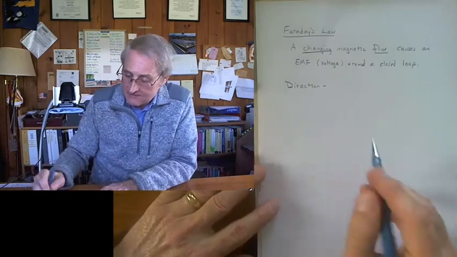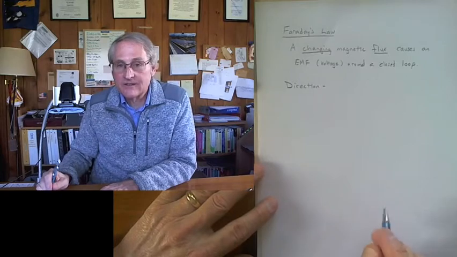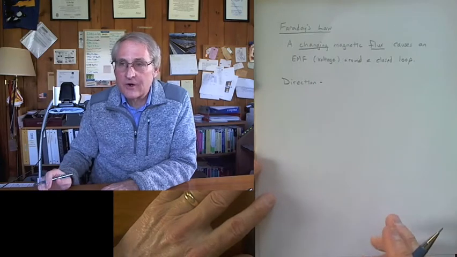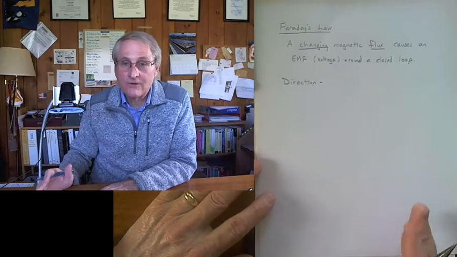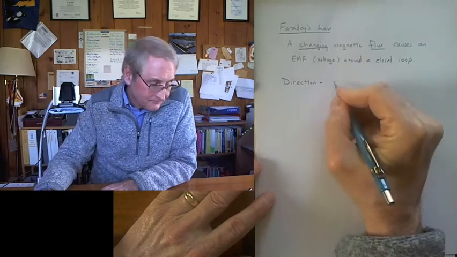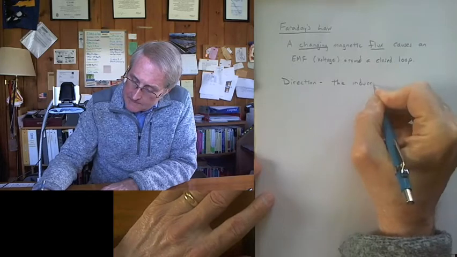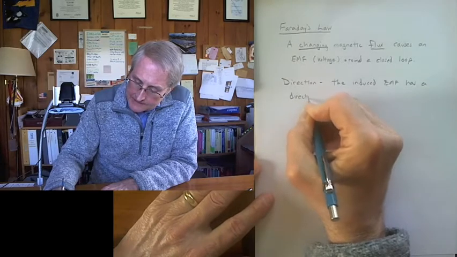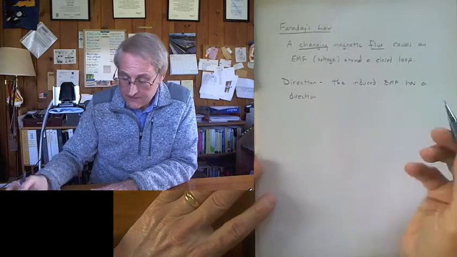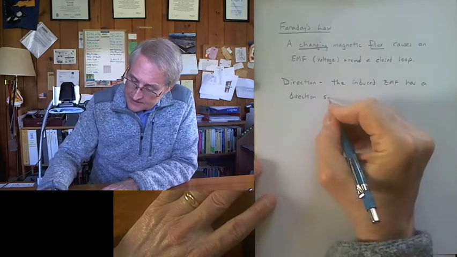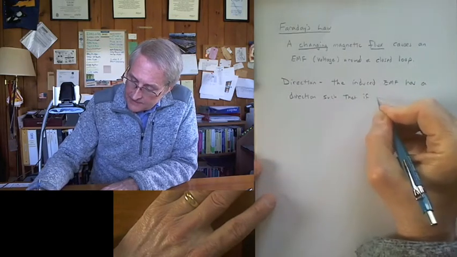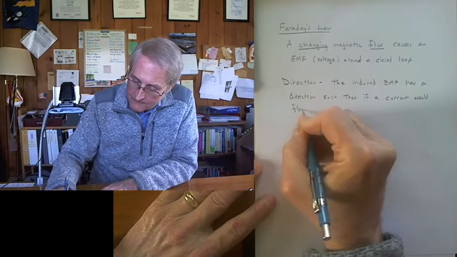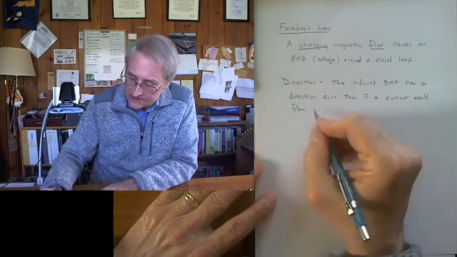The induced EMF is such that if it were to create a current, and I have to say if because sometimes it doesn't, if it were to create a current, the direction of the current would create a magnetic field that would oppose the change in flux. So the induced EMF has a direction. So this is which way the current would flow if a current could flow, such that if a current would flow, that current would create a magnetic field.